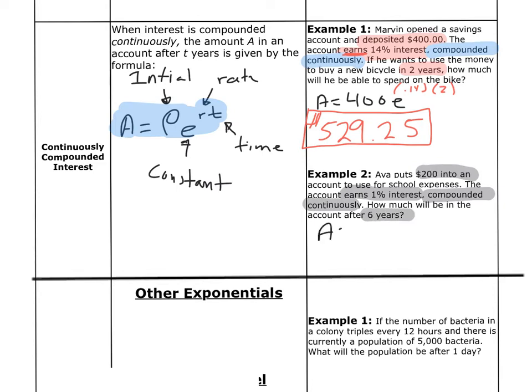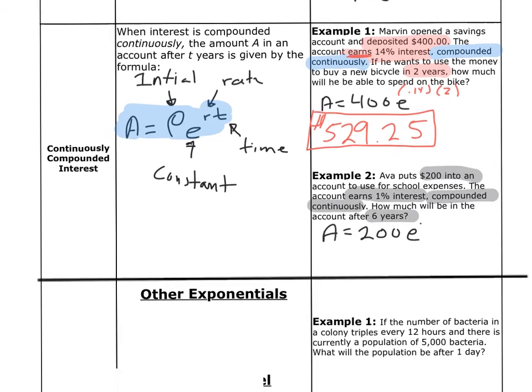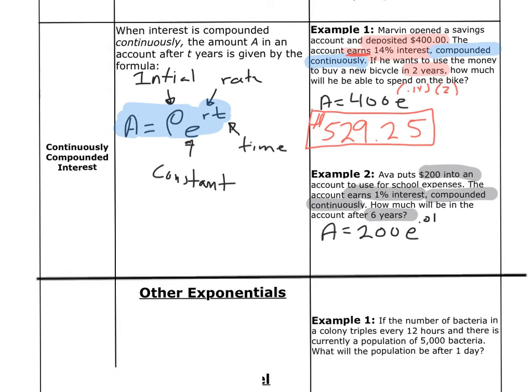So we have A is equal to 200. That's the initial amount that she put in for her school expenses. It's going to earn an interest of 1%. Now that's 0.01, not 0.1, right? 0.1 would insinuate that it's 10%, and that's going to be multiplied across 6 years. You plug that into your handy dandy calculator and you should get $212.36. Make sure you put units, okay? All right, there you go.